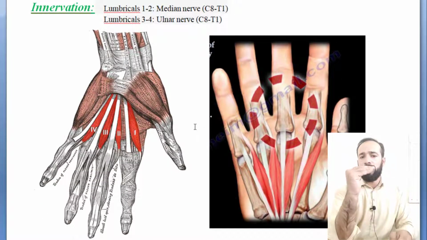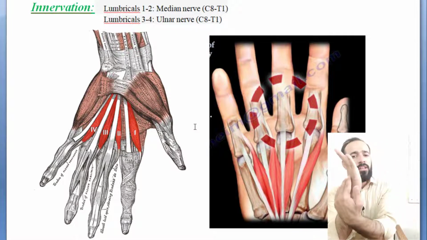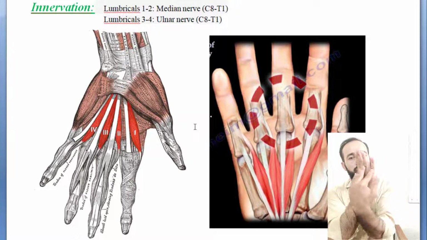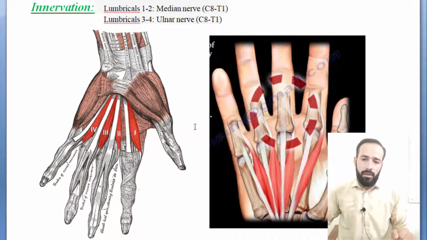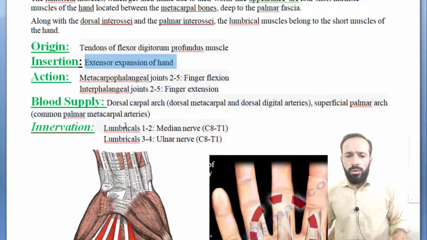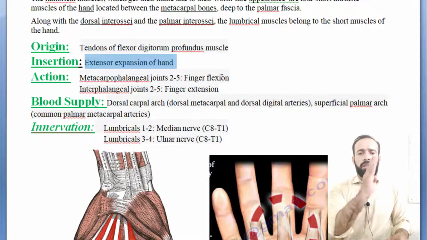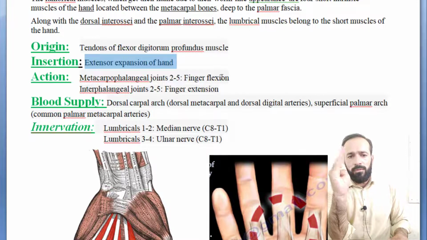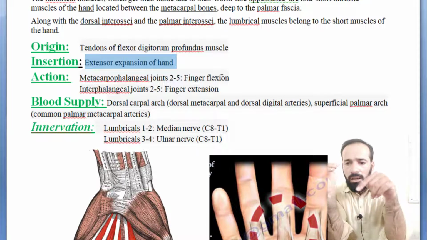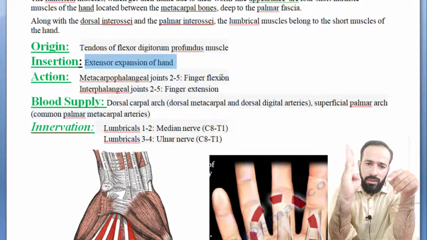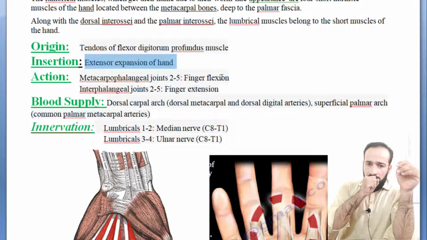So extensor means like this, right? Extensor expansions of the hand. So these muscles are here, right? What is their action? At metacarpophalangeal joints 2 and 3, they help in finger flexion and also finger extension.